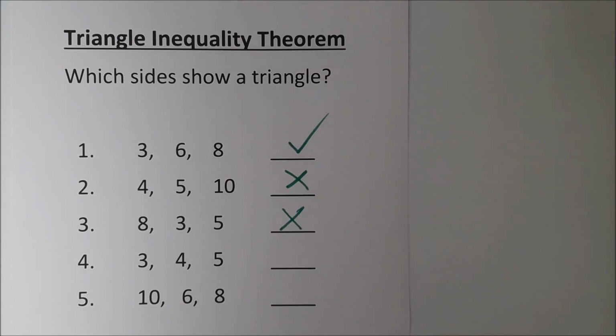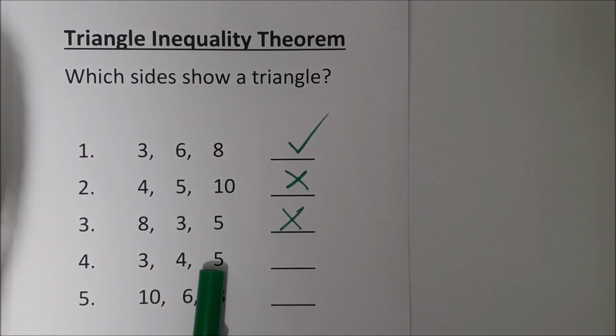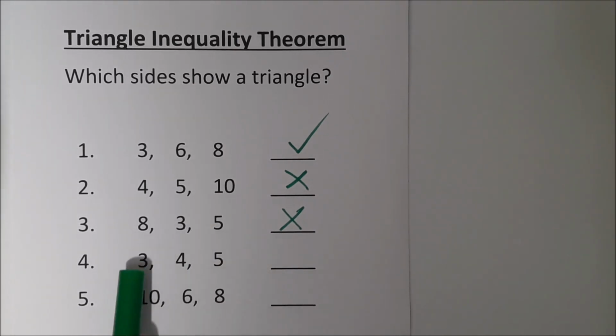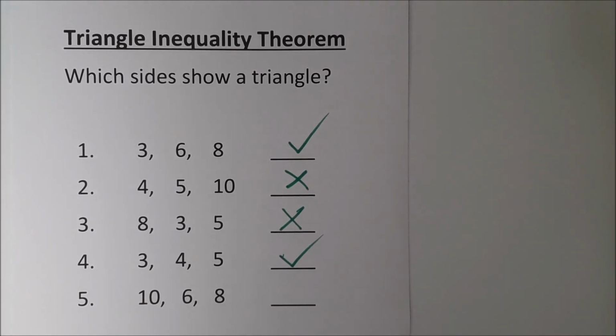Okay, find the two smaller numbers in the next one. Add 3 and 4, which is 7, and 7 is greater than 5. Add 5 and 3, which is 8, and 8 is greater than 4. And add 4 and 5, which is 9, and 9 is greater than 3. Okay, so tick it. That is a triangle. Right away, once you add the two smaller ones and it's greater, then you're okay.